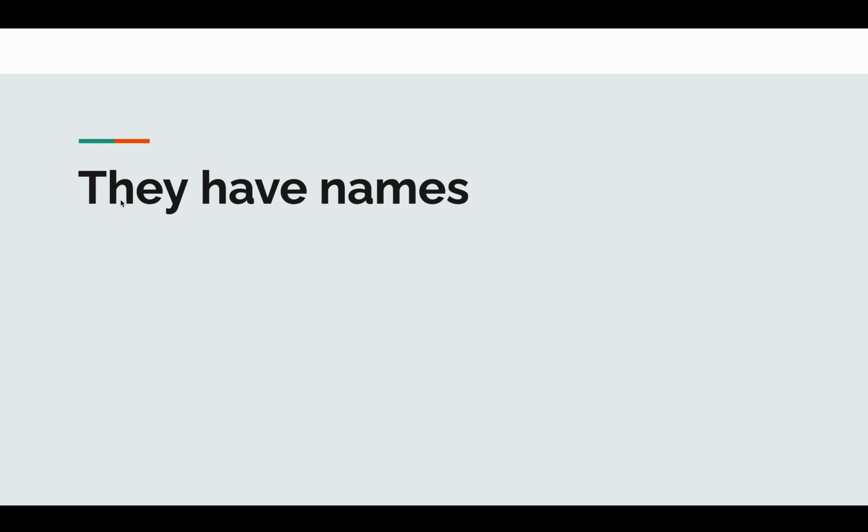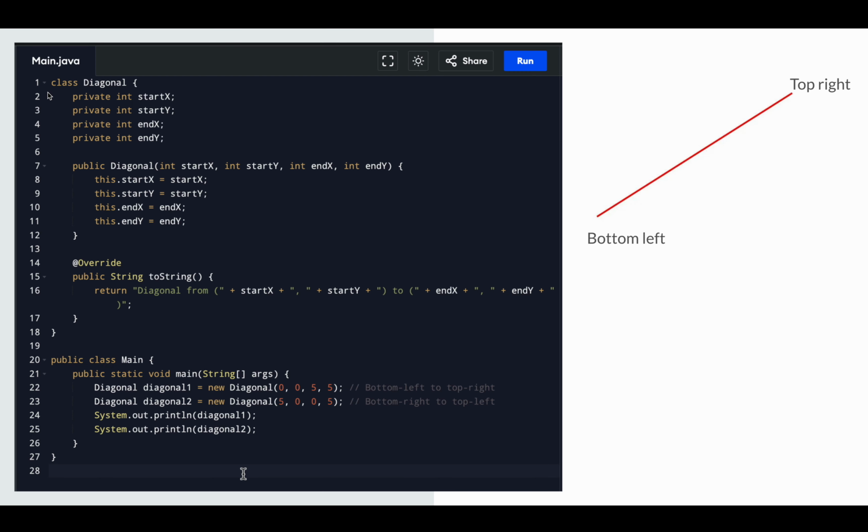The first one is static factory methods have names. So here, for example, I have a class named Diagonal. These are the members of the class. This is the public constructor and main method to create a Diagonal. Suppose I want to create a diagonal from bottom left to top right. So I will say diagonal1. I'll call the constructor new Diagonal, create an instance and pass the parameters.